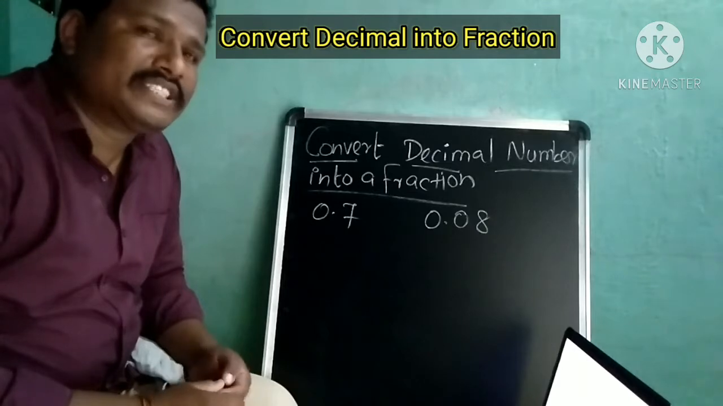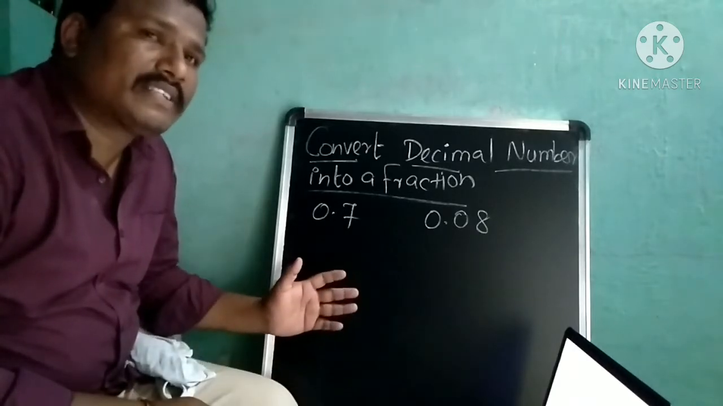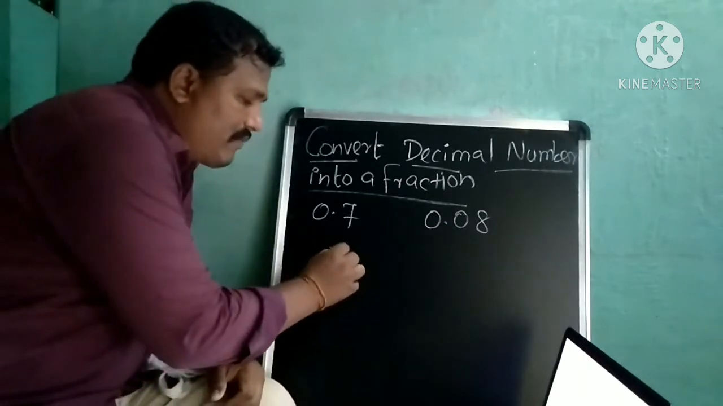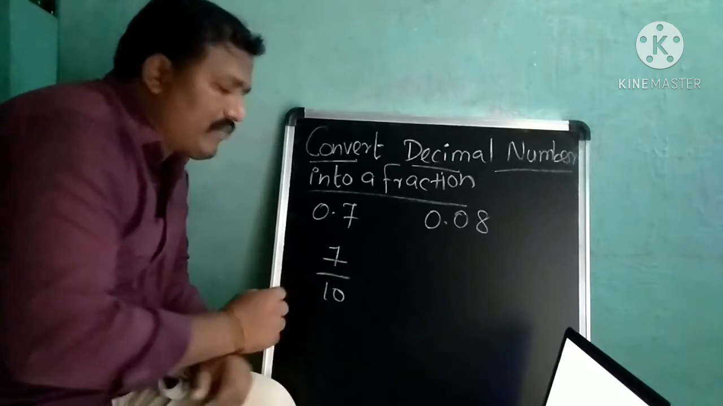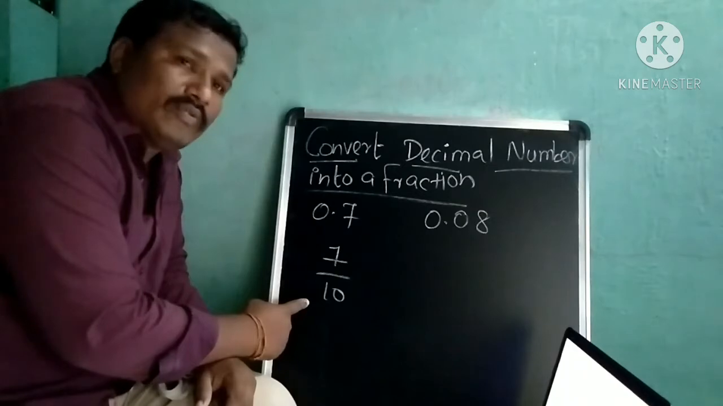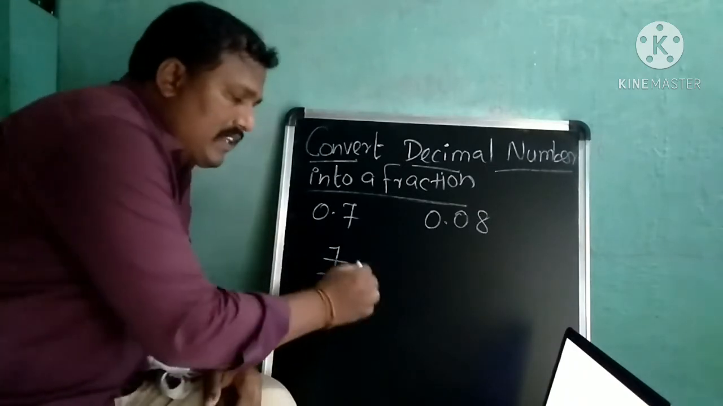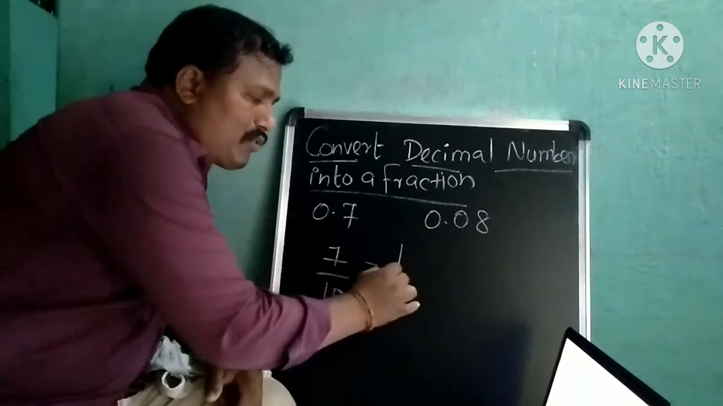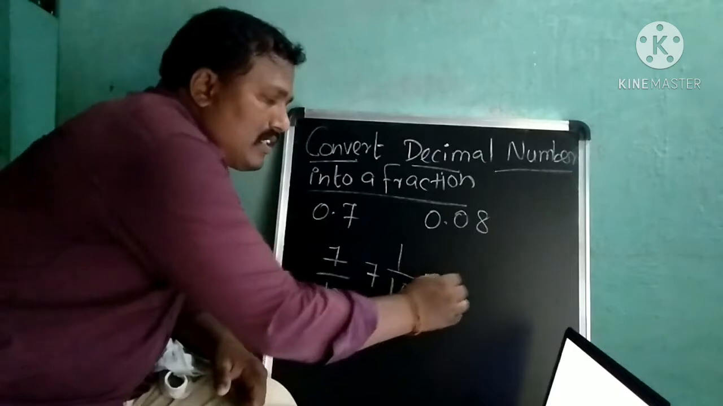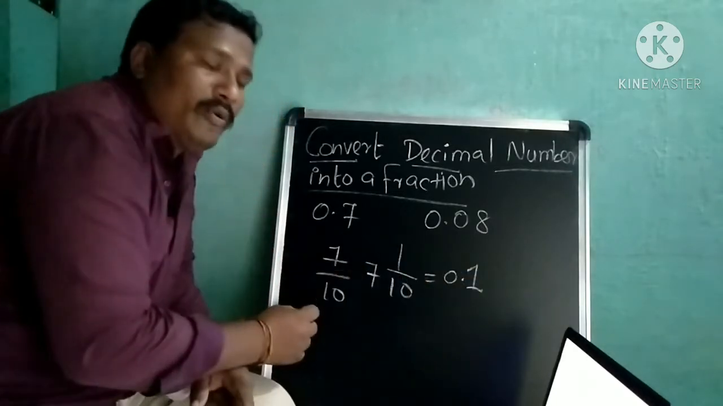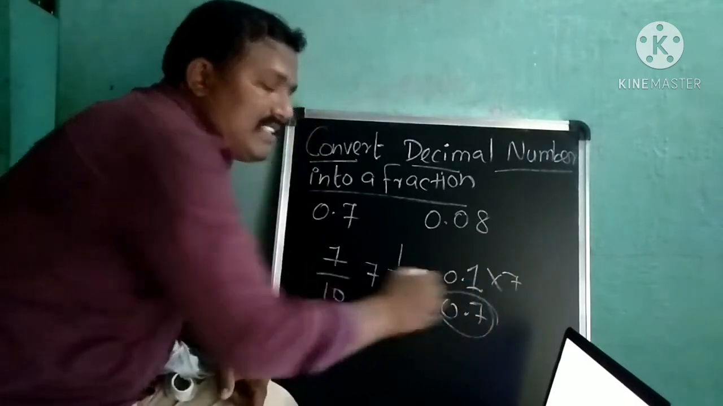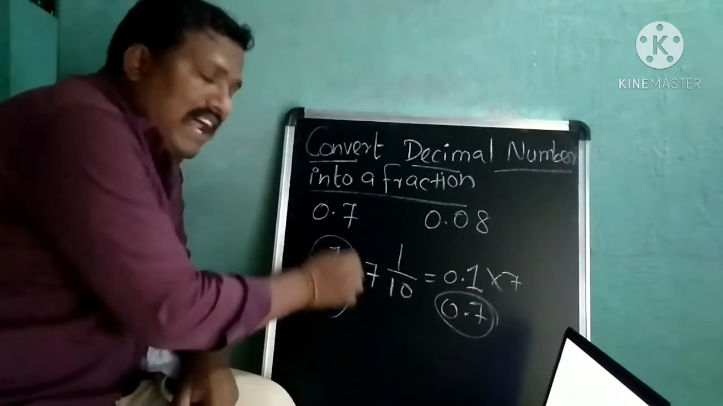In the previous video we talked about how to convert a decimal fraction into a decimal number. For example, how do we convert 7 divided by 10? 7 upon 10 is a decimal fraction. How do we convert it to a decimal number? We take the 7 on the left side and put 1 by 10. What's the value of 1 by 10? You know 0.1 is the value of 1 by 10. Multiply it with 7 and you will get 0.7. It's a decimal number, but it's a decimal fraction.